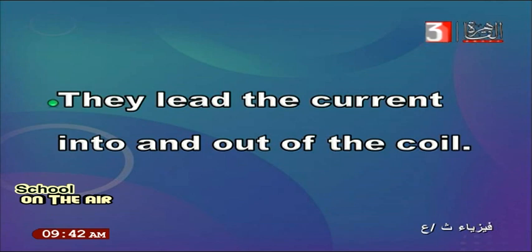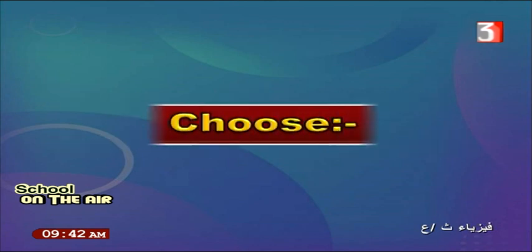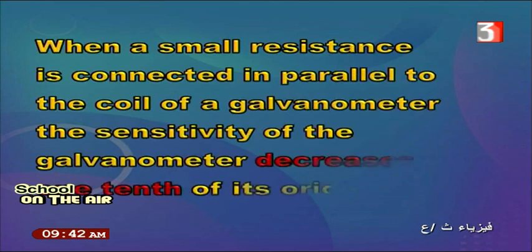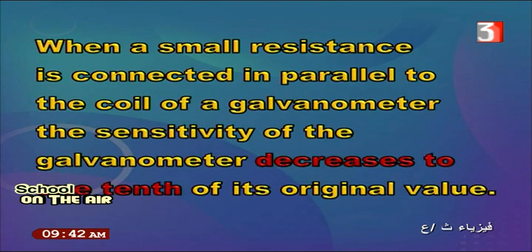Another question, choose. This is the most important type of question, the type you will encounter in your exam. First of all, when a small resistance is connected in parallel to the coil of a galvanometer, the sensitivity of the galvanometer decreases to 1/10 of its original value.